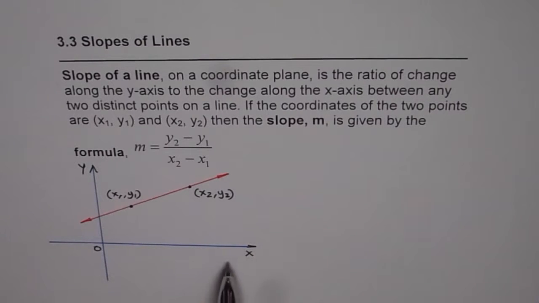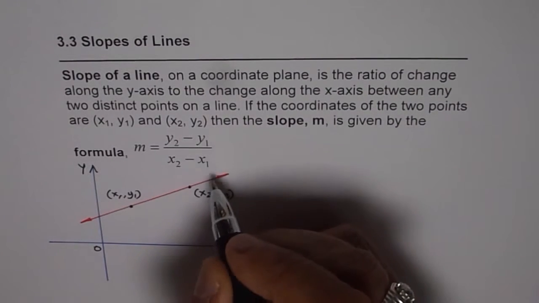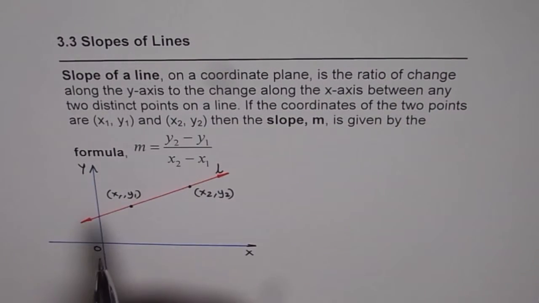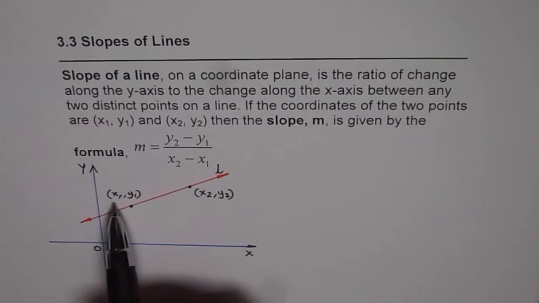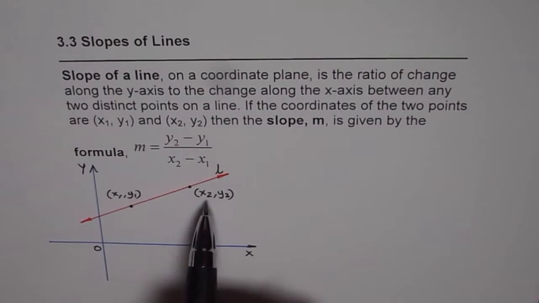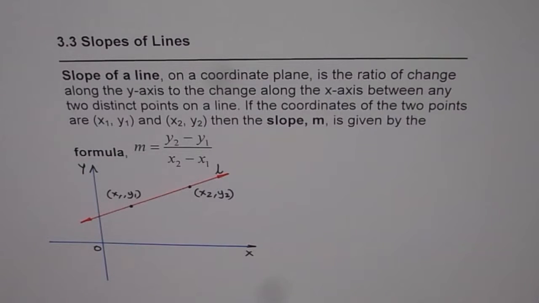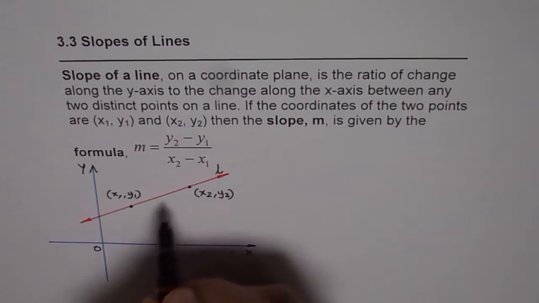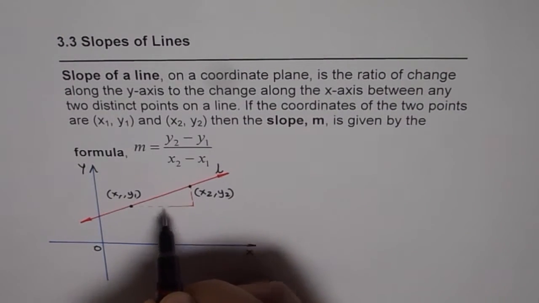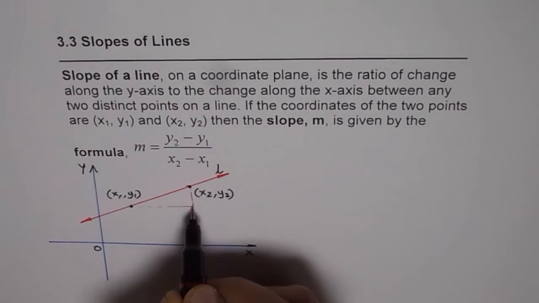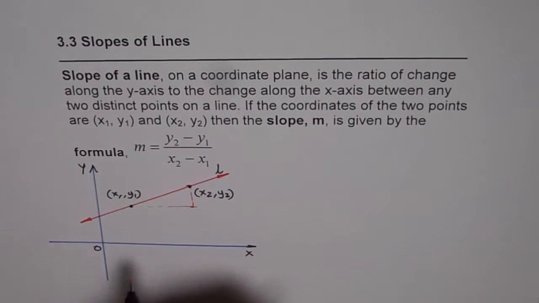So here we have a coordinate plane with a line. Let me name this line as line L. We have shown two distinct points. Coordinates of the first one is (x1, y1). Coordinates of the second one is (x2, y2). Now, if you see what is change in y, this represents change in y, right? That is the change in y.